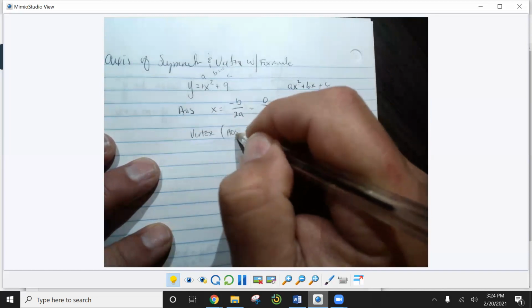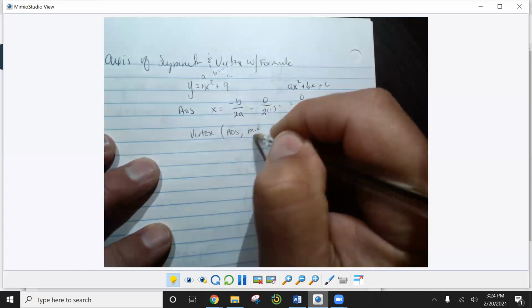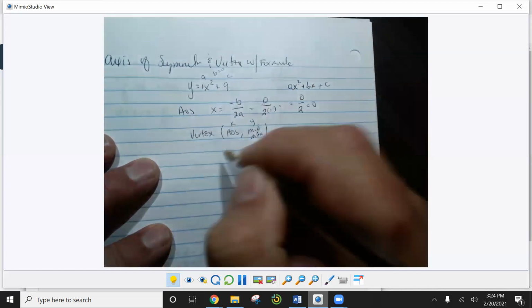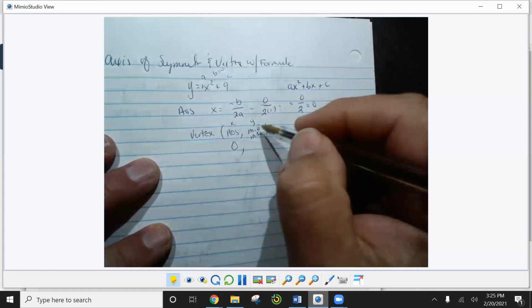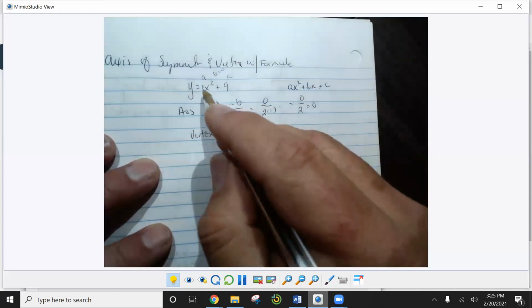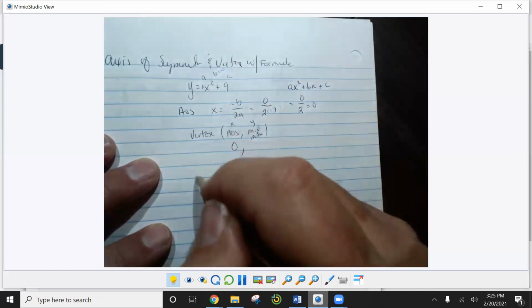Now, for me to get the vertex, it contains the axis of symmetry and the min slash max. This is the y value, this is the x value. So we've already found the first one, it's 0. To find the y value, we're going to plug this x value in to here. This is easy because this is a nice problem.